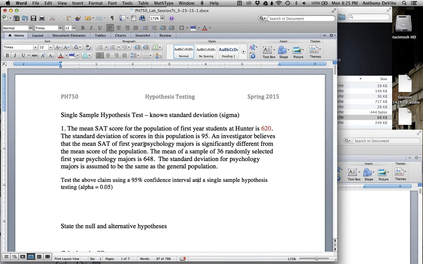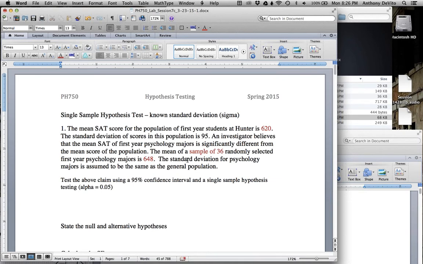So he can't go and track down all the psych majors. At Hunter, there's probably what, like 5,000 psych majors, maybe more, 10,000. He can't go track them all down. So he's going to take a random sample of 36 psych majors and find out what their mean SAT score is. Turns out the sample size is 36, and the average for his sample is 648.